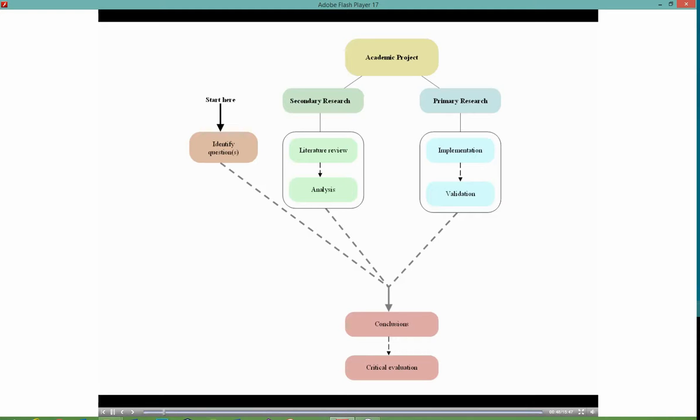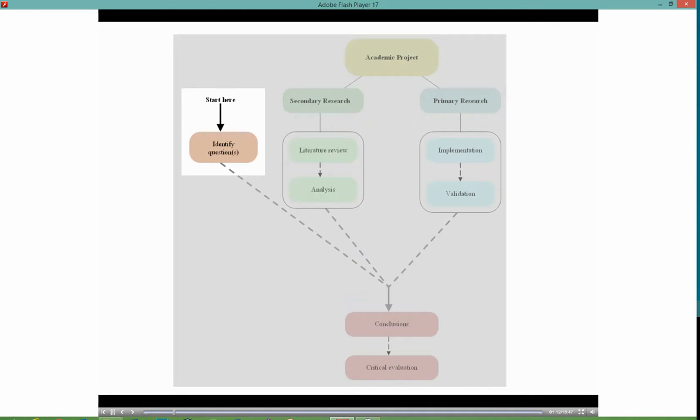Primary research should also be done. This involves implementing some kind of project-specific artifact and evaluating its effectiveness as a solution to the project's problem area. An academic project must always draw some conclusions, as well as critically review the project process. Let's now consider each of these in a bit more detail.